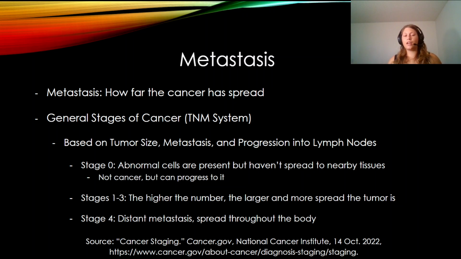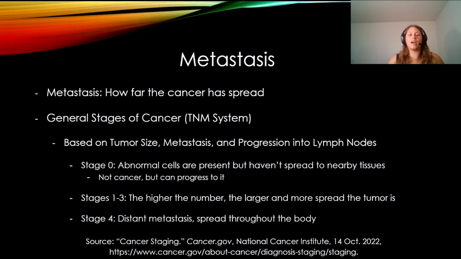Now, there is a general set of stages that we think about cancer in, which we think about in the TNM system. These letters stand for tumor size, lymph node progression, which is the N, which is weird, and metastasis, which is the M. Tumor size and metastasis we just got into, but progression into lymph nodes you can essentially think of as another highway through the body. The lymph nodes are part of the lymphatic system, which, similar to the blood vessels, is something that cancer can get into and use to transport itself throughout the body.